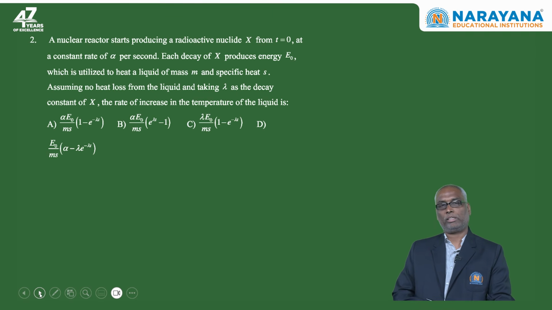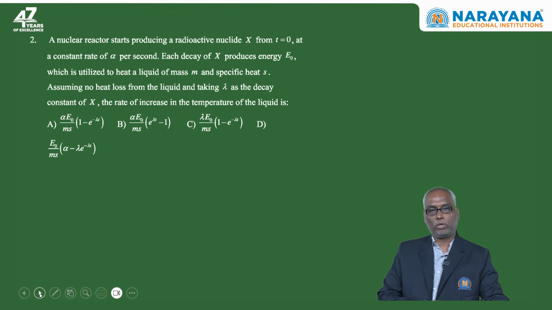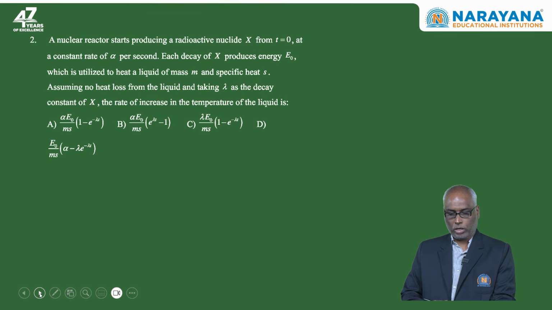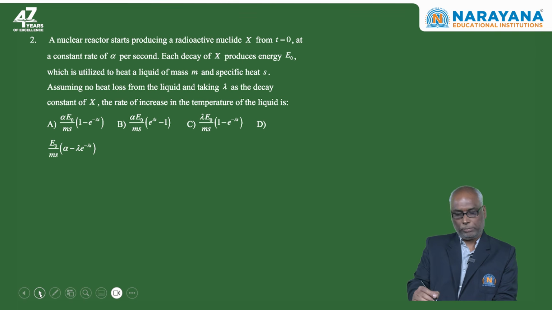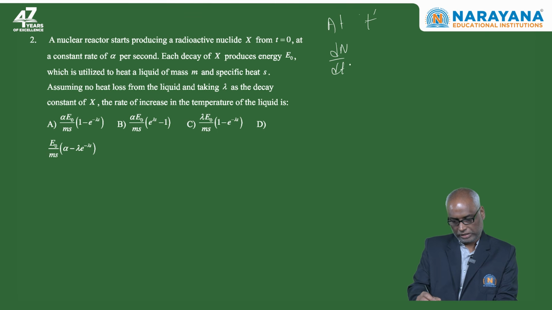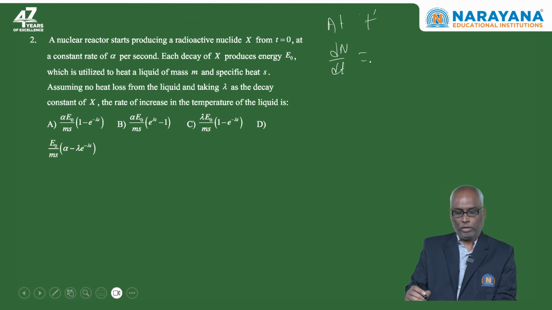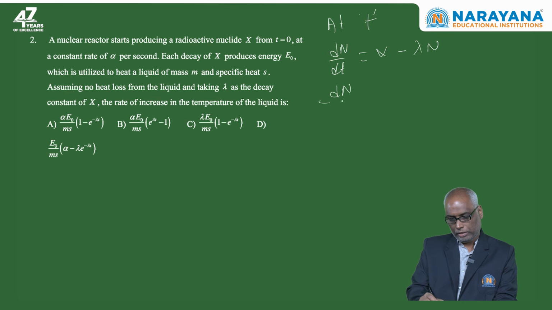Here, simultaneously this nucleus is produced as well as decays. Let us imagine that at t equals 0, there are no nuclei. At time t, dN by dt is the rate at which the number of nuclei is changing. The rate of production is alpha. The rate of decay is lambda into N. So, from this equation, dN divided by alpha minus lambda N is equal to dt.